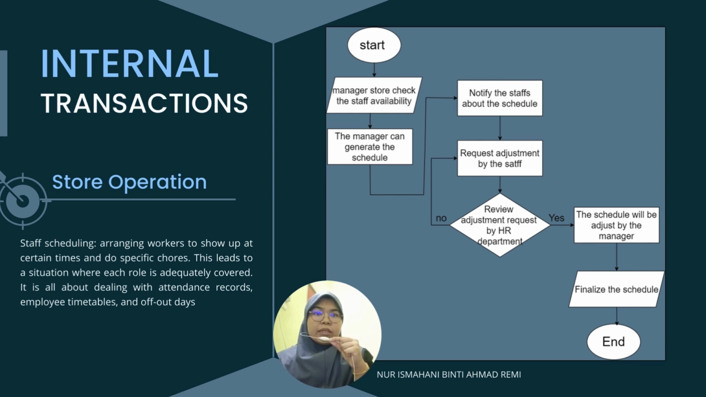After that, the staff requests an adjustment, and then the HR department needs to review the adjustment request. If approved, the schedule will be adjusted by the manager, and then the schedule is finalized.